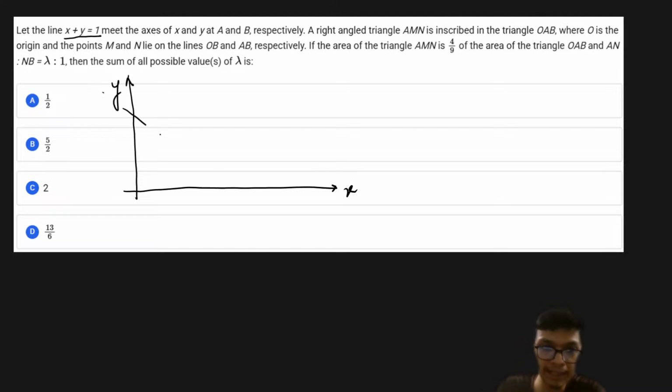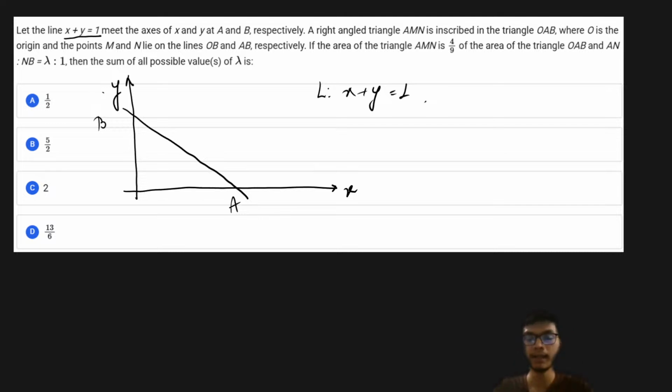The question gives the line equation x plus y is equal to 1, which is like this, and it intersects the x and y axes at A and B respectively. So it intersects the y axis at B and the x axis at A. Now, a right angle triangle AMN is inscribed in the triangle OAB, so it is inside the triangle OAB.